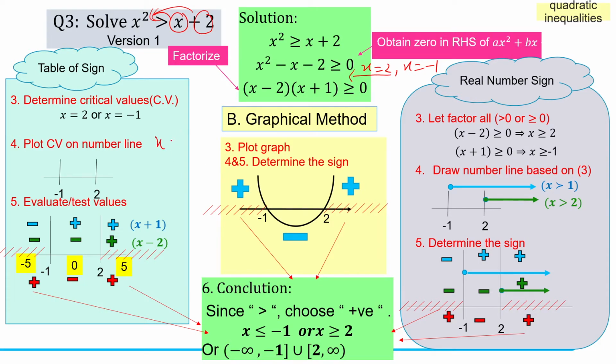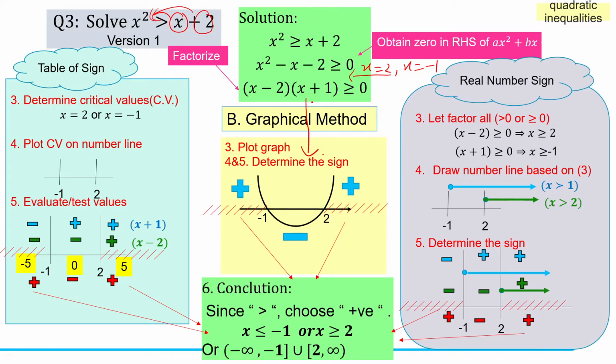If you have x equals to 2, I shift this one to here, it will become x minus 2 equals to 0. So this is your factor. Okay, x equals to -1, shifted here is x plus 1 equals to 0. So this is your factor. Now after I have the factor, as I said, the graphical method is always the easiest.